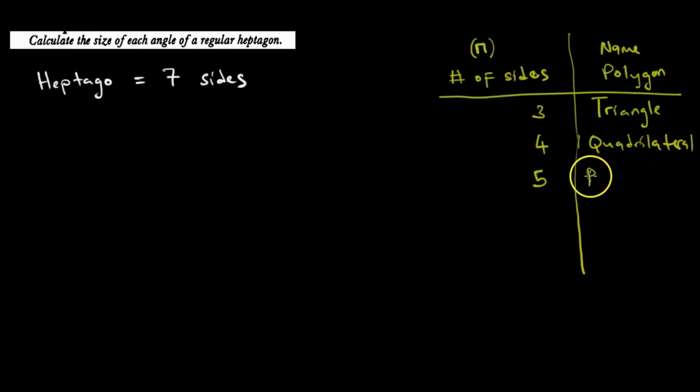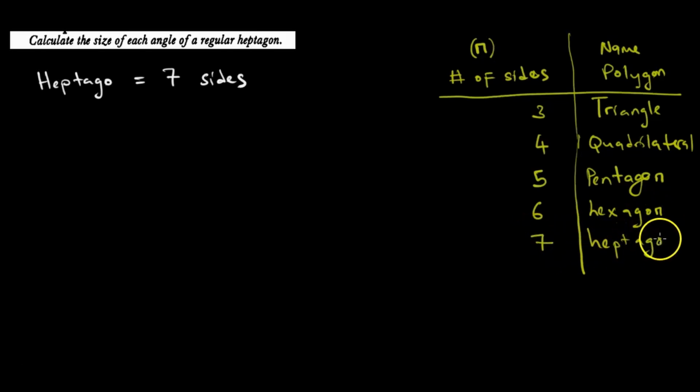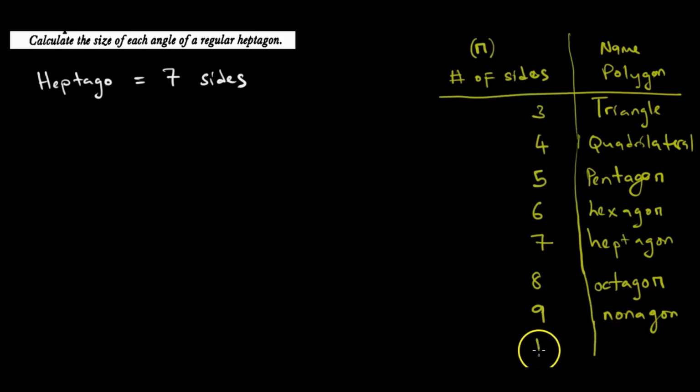5 sides is called a pentagon. I usually remember the military building in the United States, the Pentagon. Then 6 is called a hexagon. 7 is a heptagon. 8 is called an octagon. I remember this using an octopus, which has 8 tentacles. 9 is a nonagon. Then we usually stop at 10, which is a decagon. I remember this by remembering a decade, which is a period of 10 years.